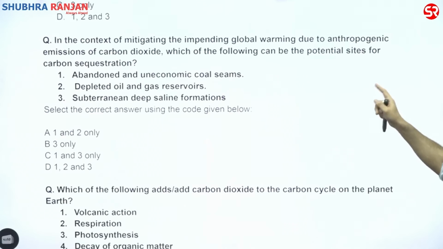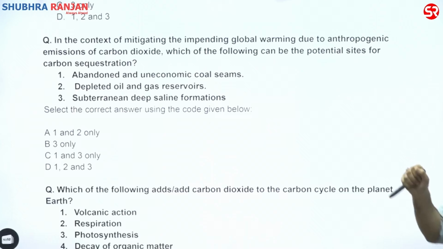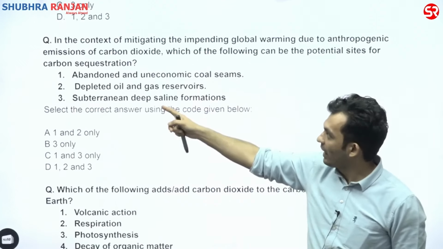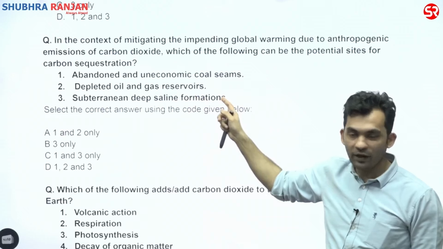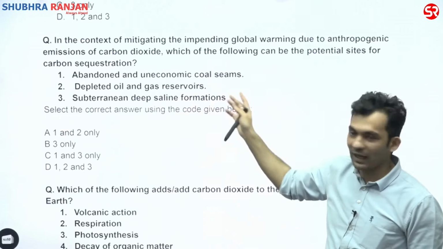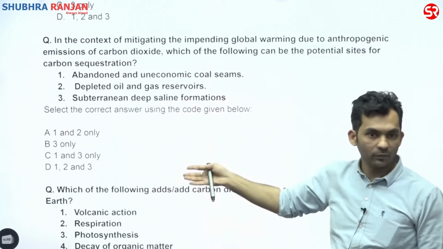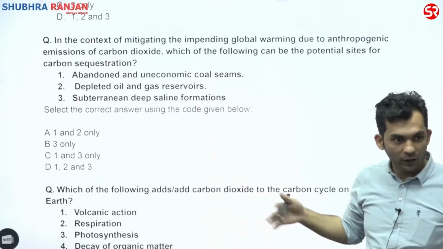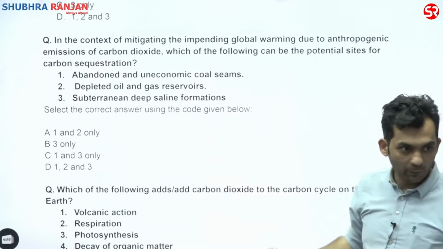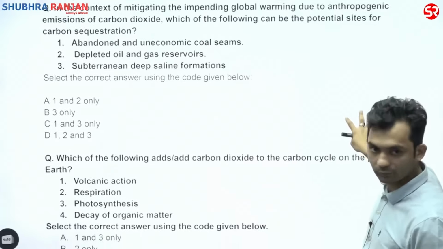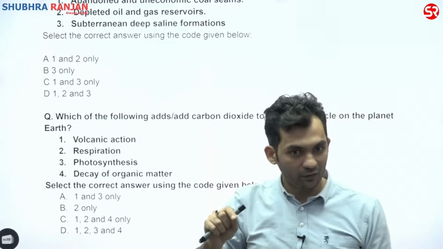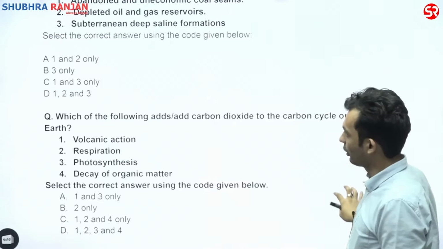In the context of mitigation and impending global warming due to anthropogenic emission of carbon dioxide, which of the following can be the potential site for carbon sequestration? Abandoned and economic coal seams, depleted oil and gas reservoirs, subterranean deep saline formations. All. You can read about sequestration and carbon storage. Capture, storage and sequestration. These three terminologies you should read about.